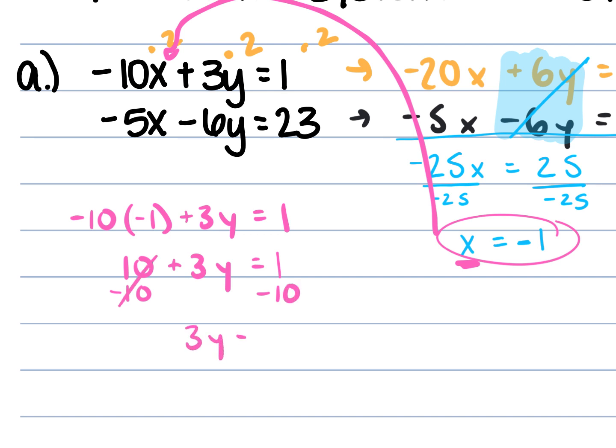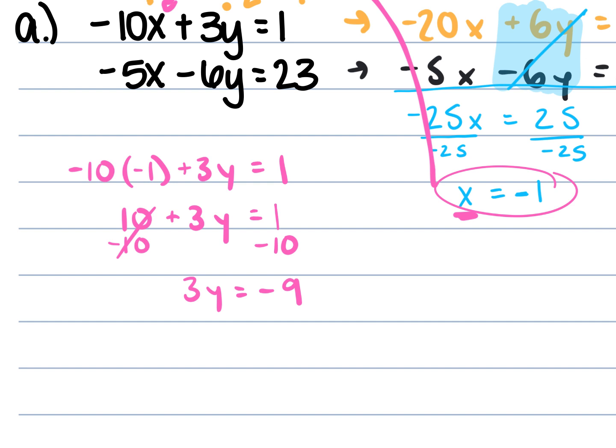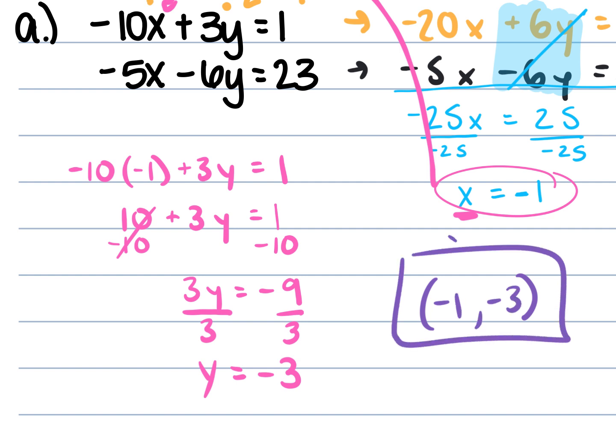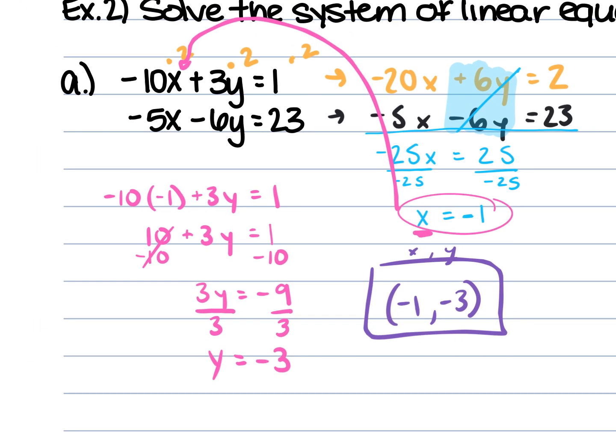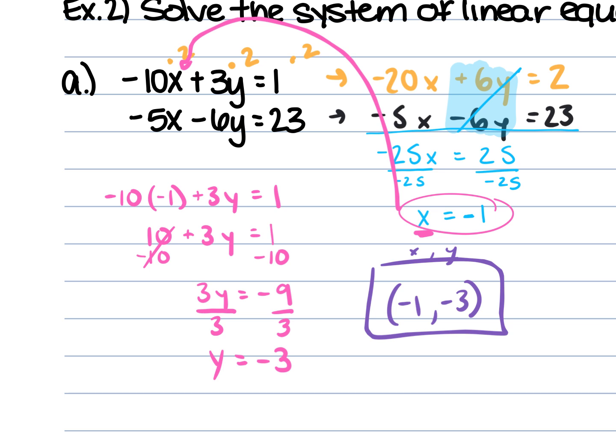So I have 3y is equal to, what is 1 minus 10? Negative 9. And then what's the last step? Divide both sides by 3. So y is equal to what? Negative 3. Negative 3. And how would I write my answer? Negative 1, comma, negative 3. Remember, it's always x, then your y. So you have to write your answer as a coordinate point, always your x first.